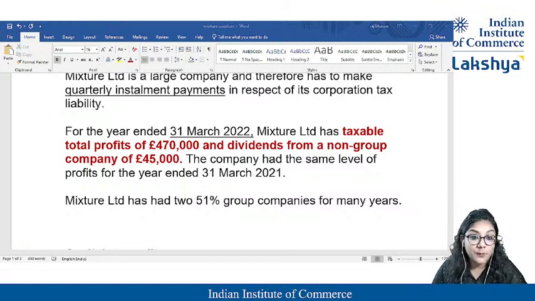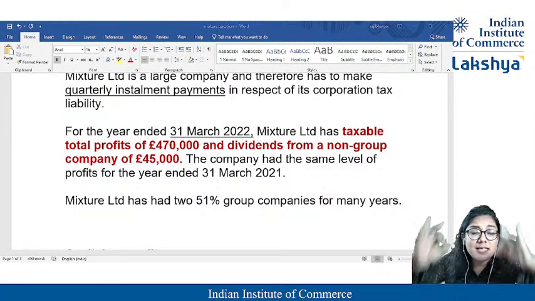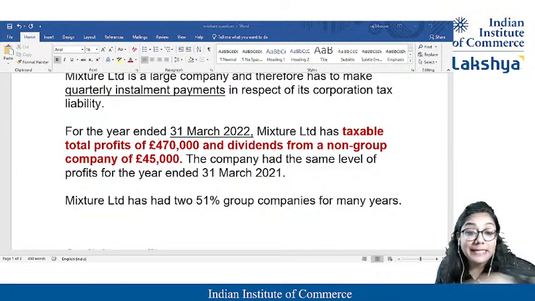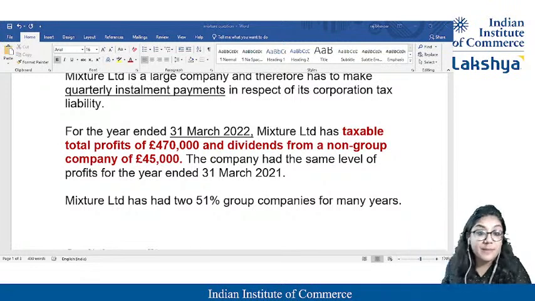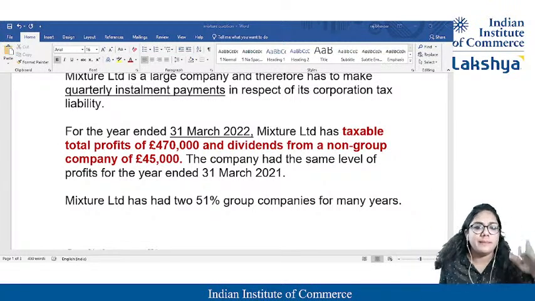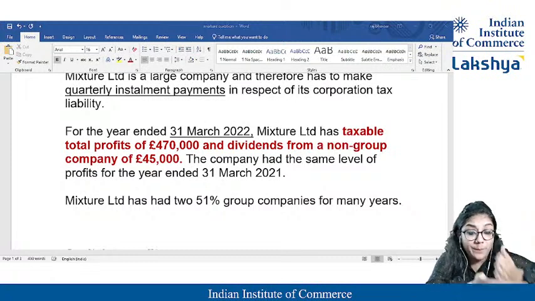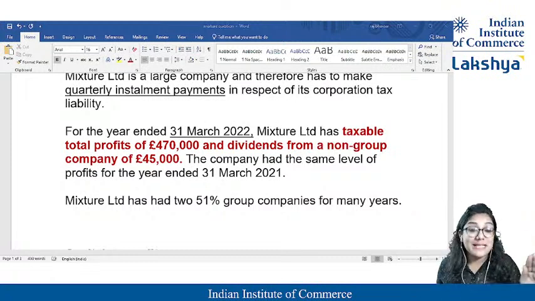Ma'am, no, not required. Because for companies, any dividend is exempt. But for individuals, there were some limits. You must be remembering some limits. But for companies, dividend is always an exempt income. I think you remember that.